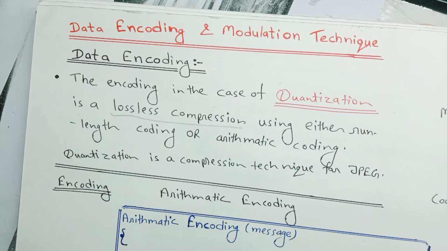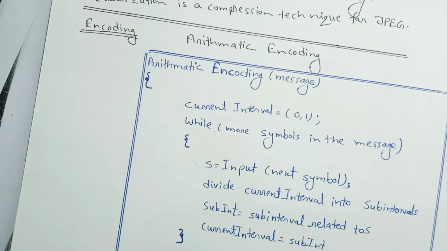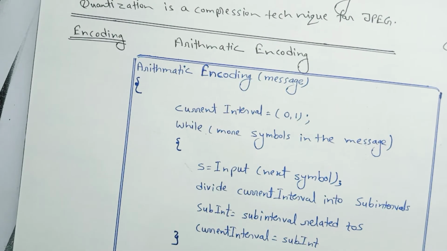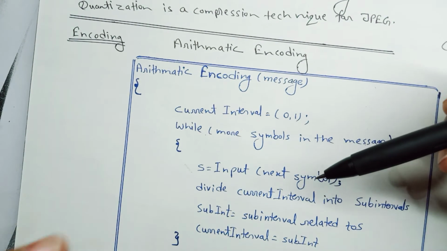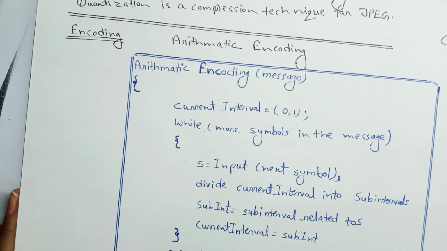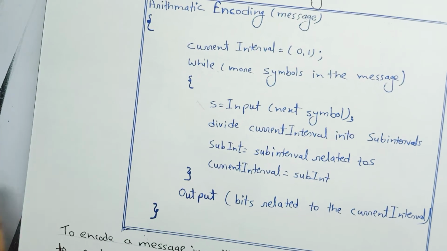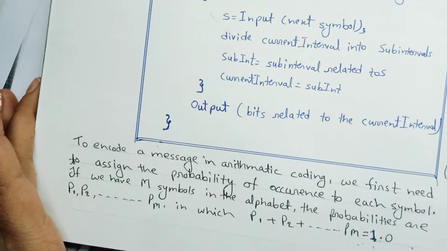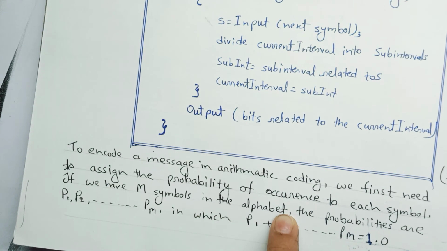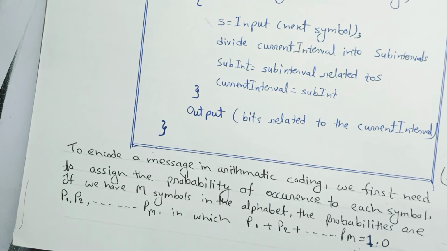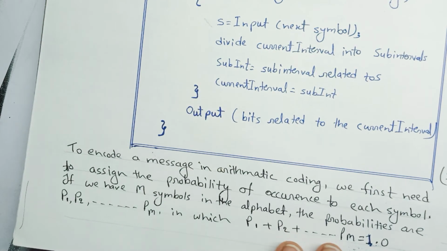Encoding. What is encoding? Now you can see arithmetic encoding. Arithmetic encoding means encoding messages. To encode a message in arithmetic coding, we first need to assign the probability of occurrence to each symbol. If we have m symbols in the alphabet, the probabilities are P1, P2, ..., Pm, in which P1 plus P2 plus ... plus Pm is equal to 1.